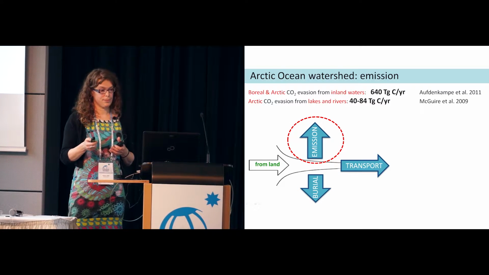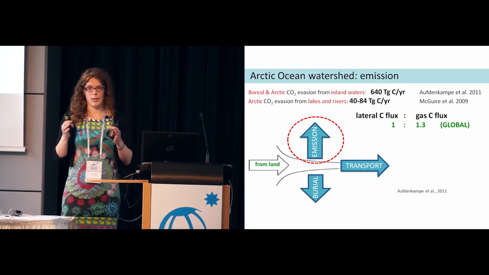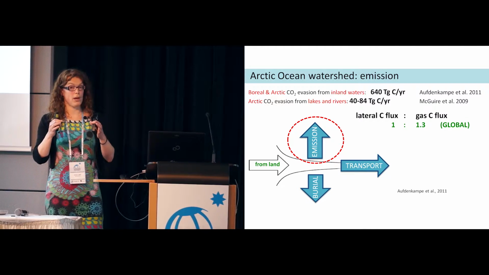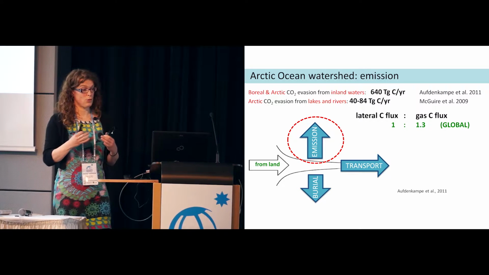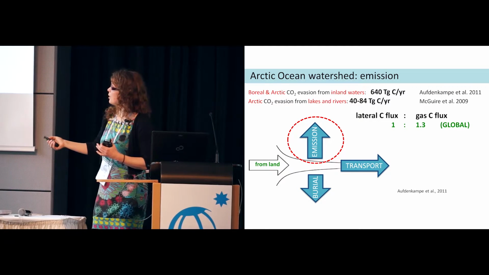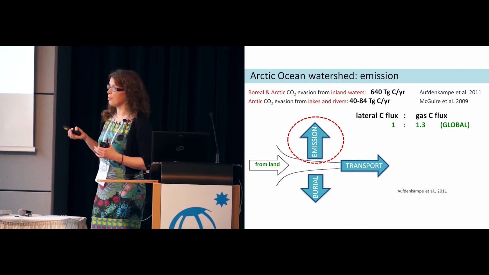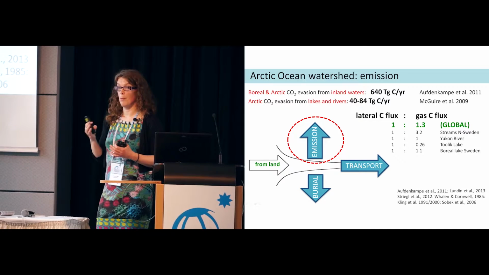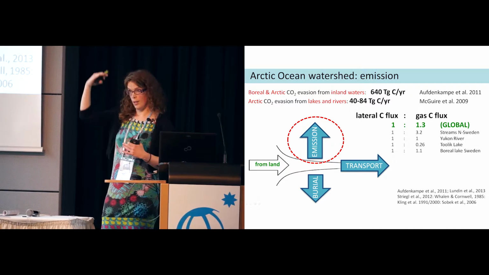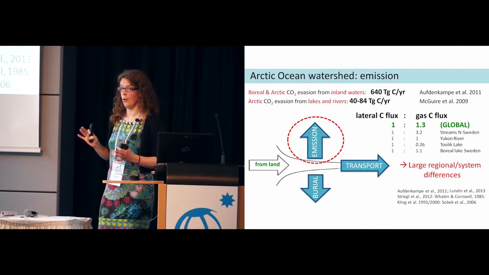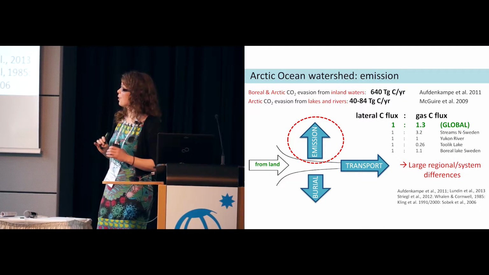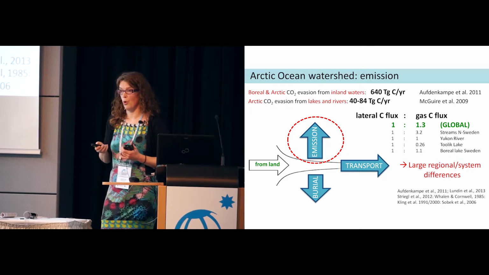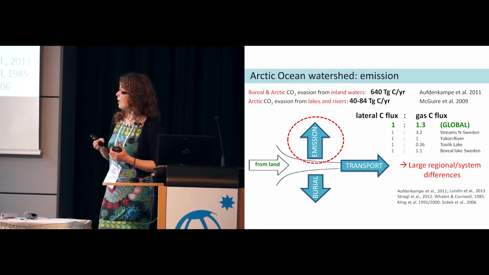to 84 teragrams. So I tried to look at how big this emission flux is compared to the lateral flux, the lateral carbon transport flux, the one which is the arrow out. And globally, people say there's more emission than is laterally exported. But if you look at a couple of studies that actually quantify both fluxes, both the lateral transport and the emission, it varies a lot. At some locations, the emission is much larger than the lateral transport, and at other places, it's actually much smaller. So it's not very surprising, but there are very large regional and system differences.